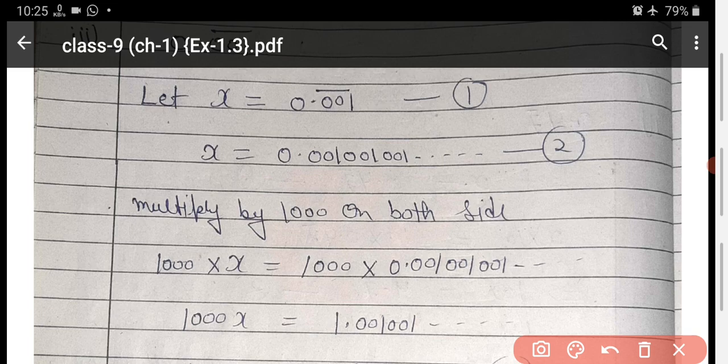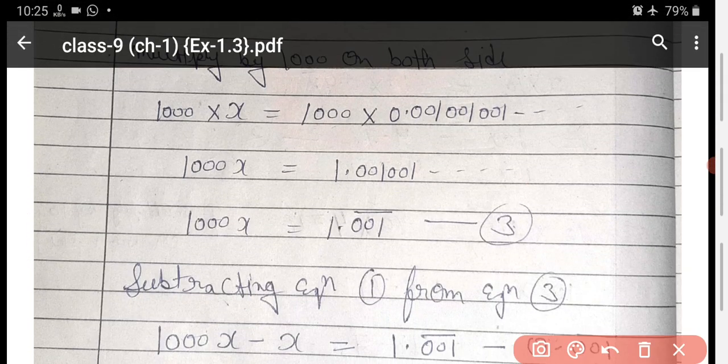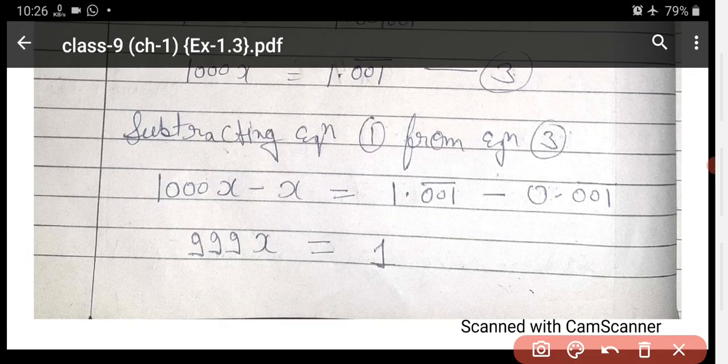Now can you write 1.001001 dot dot as 1.001 bar here, because 001 001 001 dot dot dot are repeating. So here 1.001 bar. Now subtract this equation from the first one, as we did in the previous question also. So 1000x minus x, here 1.001 bar, and here 0.001 bar.